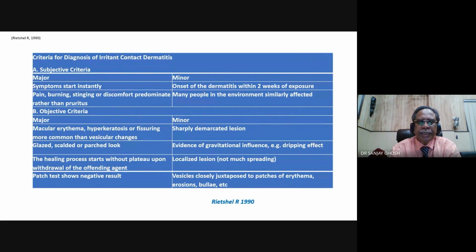This is the criteria of diagnosis of irritant contact dermatitis, Rycroft 90. So I'm not going into details. If you want to know this, you can go to any book.